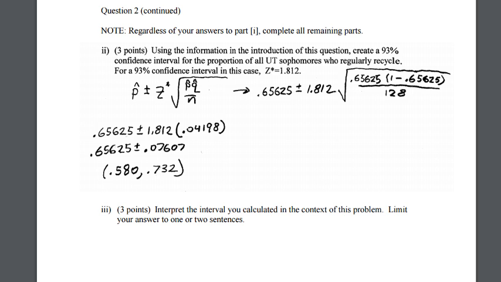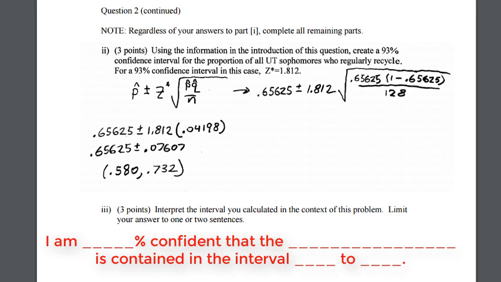This is a 93% confidence interval, and we are 93% confident that the true proportion of UT sophomores that recycle is contained in the interval 58% to 73.2%. And with that in mind, we've just interpreted it correctly, and you'll notice a very specific format to this interpretation. I am blank percent confident that the blank is contained in the interval blank to blank.